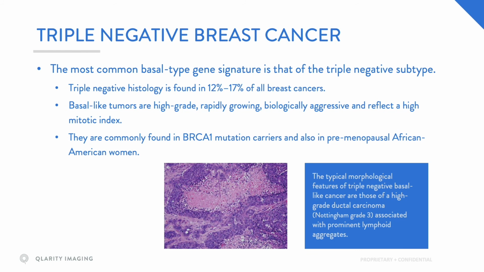The most common basal type gene signature lesion is that of a triple negative subtype. These cancers are found in about 12 to 17% of all breast cancers, and they are always high grade, rapidly growing, and biologically aggressive, reflecting a high mitotic index. Commonly, they're found in BRCA1 mutation carriers and also in premenopausal African American women. And here you can see a pathology slide with the typical lymphoid aggregates surrounding the tumor.